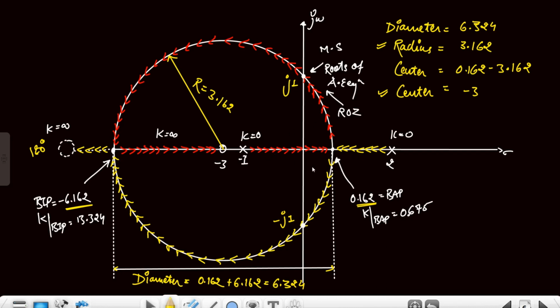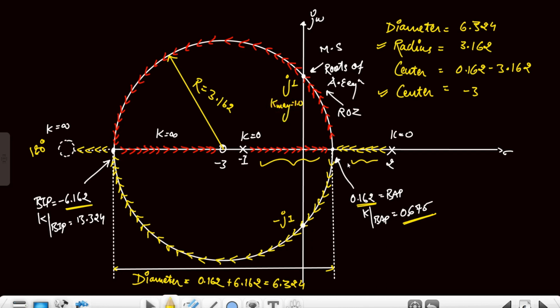As we can see, in the range from k equal to 0 to this value, that is 0.675, these are the overdamped poles, because overdamped poles are the real and unequal roots. And from 0.675 to the point where we calculated k marginal equals 1.